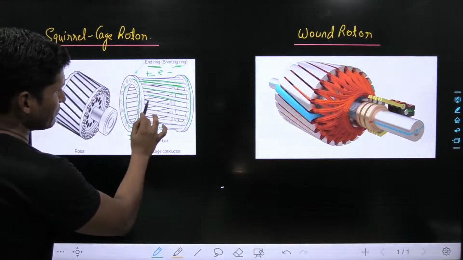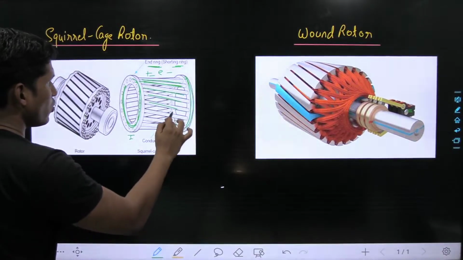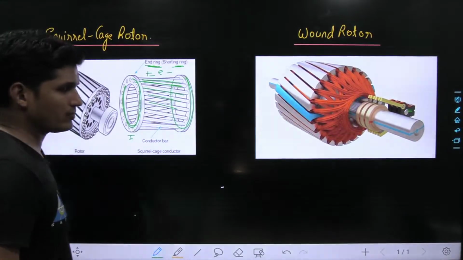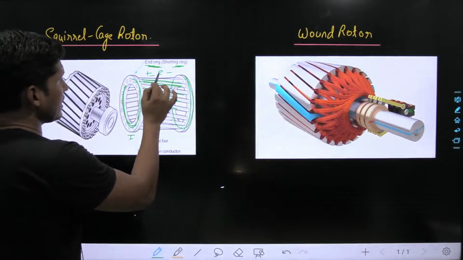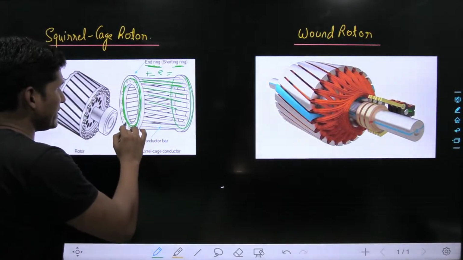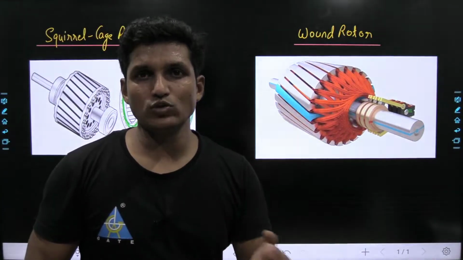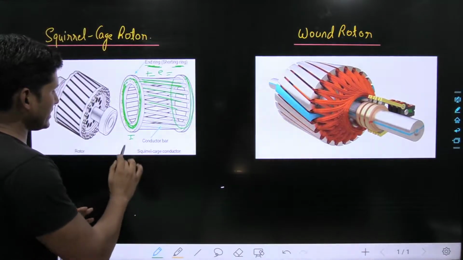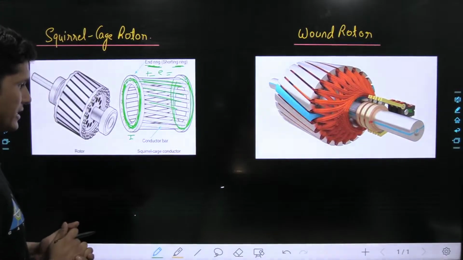Copper bars or aluminum bars are short circuited by the end rings. Why are these end rings needed? Because when there is an induced EMF in the rotor bars, to flow the current, the circuit should be closed. To flow a particular induced current, the circuit should be closed, which is closed by these end rings. Hence, end rings are necessary.